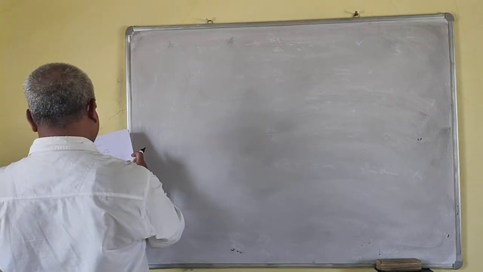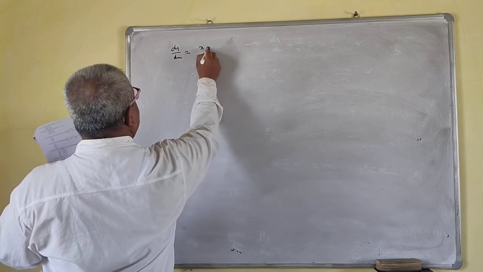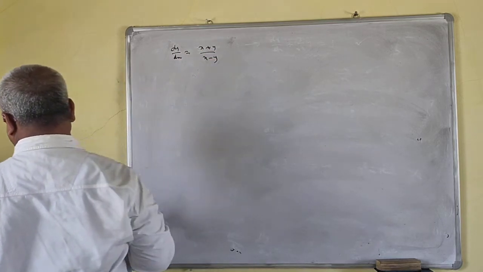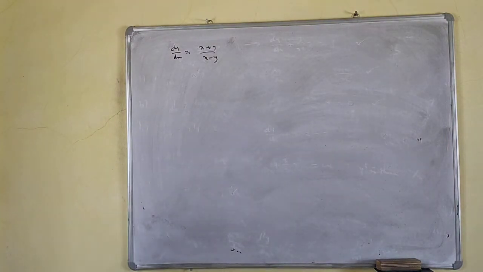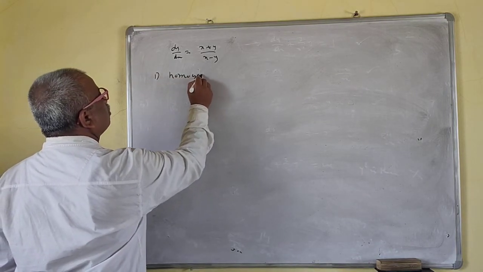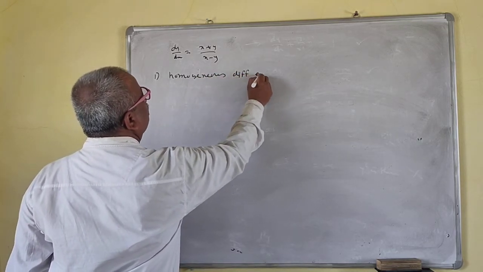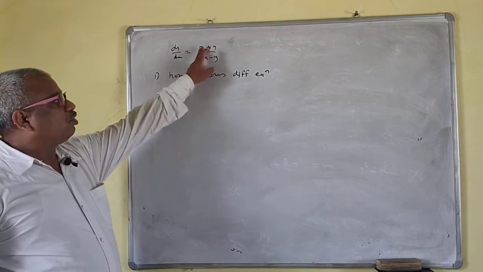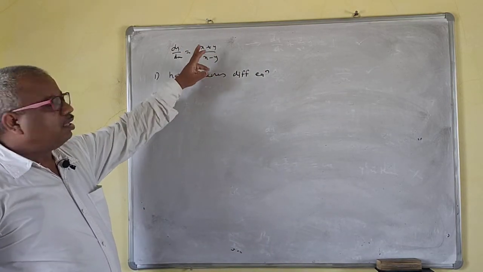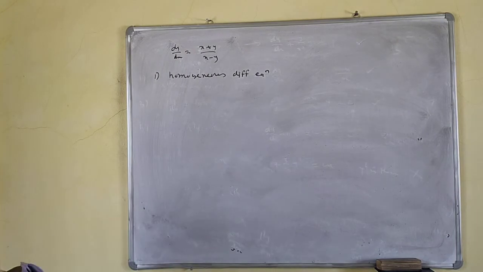Now suppose we have this equation: dy by dx is equal to x plus y upon x minus y. So now this is a homogeneous differential equation, because the numerator and denominator are the same: this is a homogeneous function of degree 1, and this is also a homogeneous function of degree 1. So this is a homogeneous differential equation.